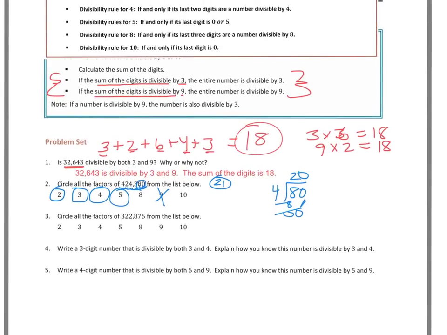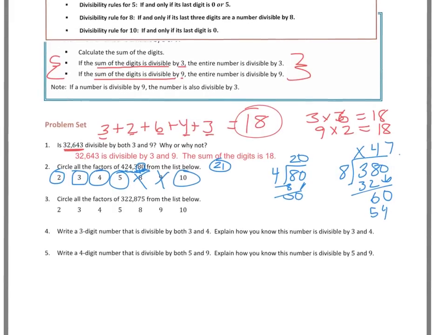Let's look at 8. 8 says, if and only if its last 3 digits are a number divisible by 8. So the last 3 digits are 380. So we've got to see if 8 can go into that. I know this isn't going to come out even. I'm going to have to make it a decimal. So 8 is not. And then for 10 it says, if and only if its last digit is 0. And we know that the last digit is 0, so it should be 10 as well. So that's all we're really doing, looking at these divisibility rules and seeing if they apply to it.